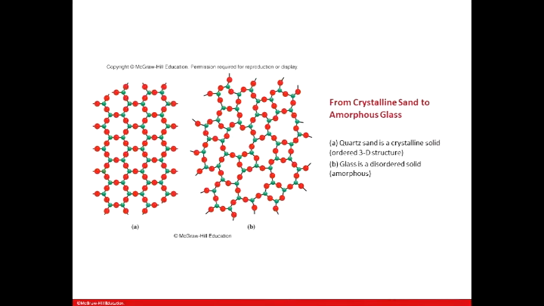Now, we can take that crystalline sand and remodify it if we like. This is what crystalline sand and amorphous sand look like. On the left, slide A, this is crystalline. Notice it's more ordered. There's a defined crystal lattice there. And look at B. B is not quite as uniform and ordered. On the left, we have crystalline. On the right, we have amorphous. Glass is a disordered solid called amorphous. You'll want to memorize that definition. And quartz sand is a crystalline solid. It has an ordered 3D structure.